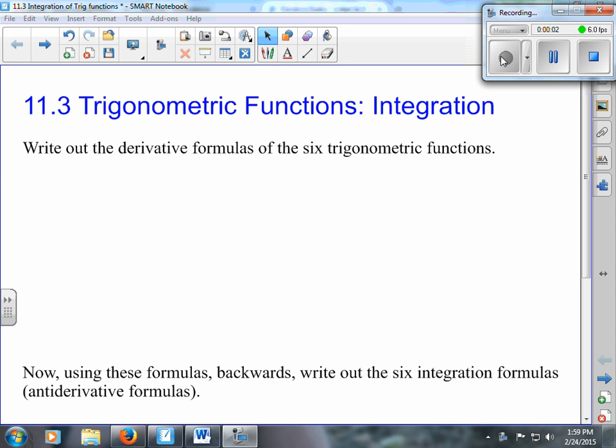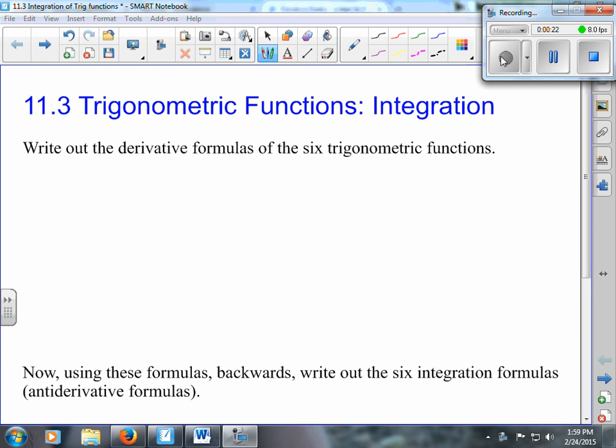Okay, this is section 11.3. We're going to be doing integration on trigonometric functions. So that is, we're going to be learning the antiderivatives of some trig functions. Okay, so we have already talked about calculus and trigonometry.